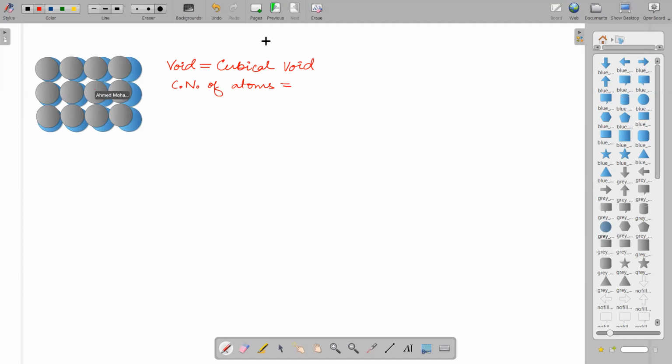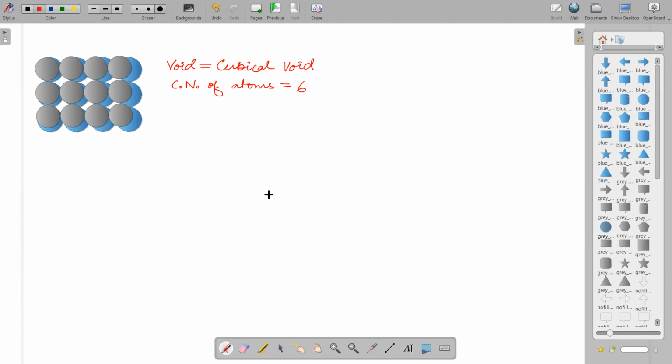If we take this one, then 1, 2, 3, 4. These 4 are touching, and the bottom blue one and the top one will also touch it. Yeah, correct. For those who did not get it, wait a second. Let me erase those things that Ahmed has written here. Yeah, 6 is correct. Coordination number is 6.